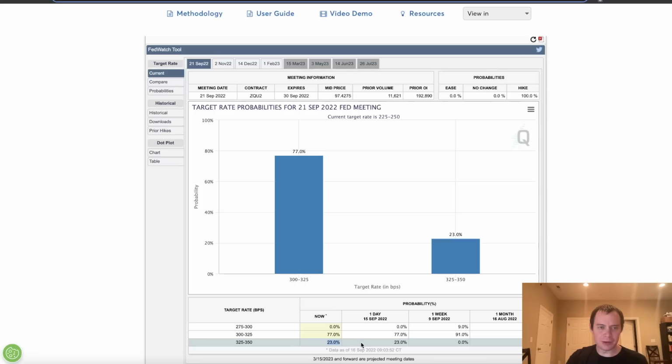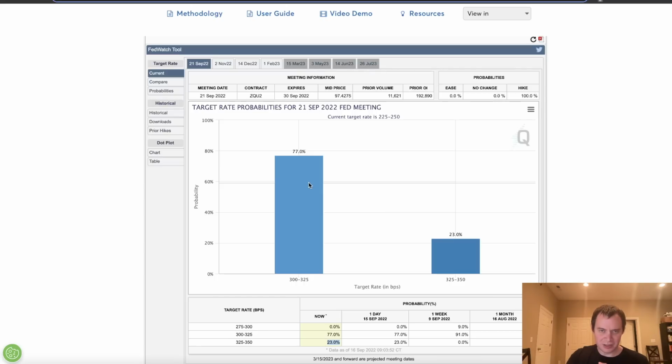Now, clearly, the most likely outcome is a 75 basis point rate hike, right? That's what markets are saying. This is what I've thought all along, right? I mean, I continue to think they're going to remain aggressive and there's no pivot coming. Not right now. 77% chance, 75 basis point rate hike.